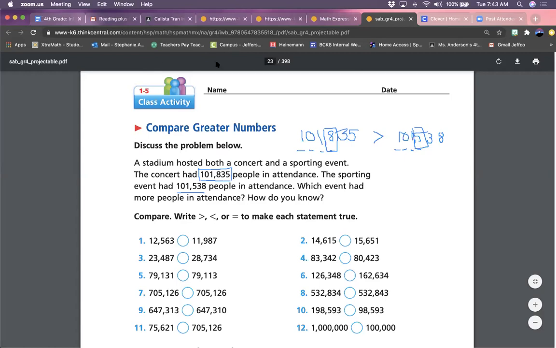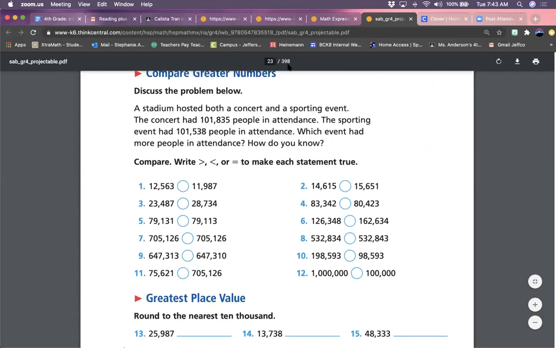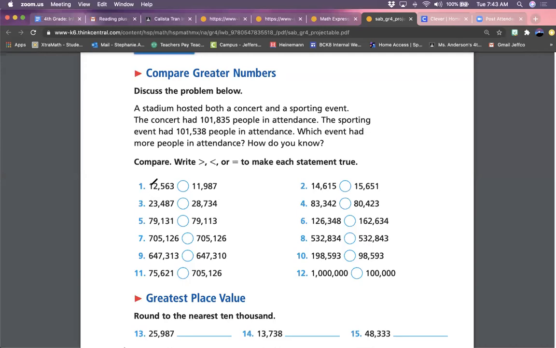So now we're going to move on. And we're going to just do a couple practices here. It doesn't have to be many. Let's just do 2 together. So same thing here. We start in our greatest place value. In this case, I have a 10,000. Over here, I have a 10,000 also.